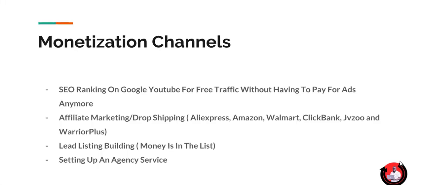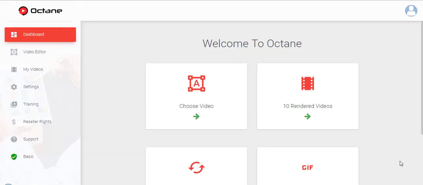Alright, so in this section, we're looking at how we can use Octane, of course, in building a list. Money is in the list. So we want to go straight to the dashboard and see what basic flow we can use in grabbing leads from our ranked videos on YouTube. So again, here we are on our Octane dashboard.